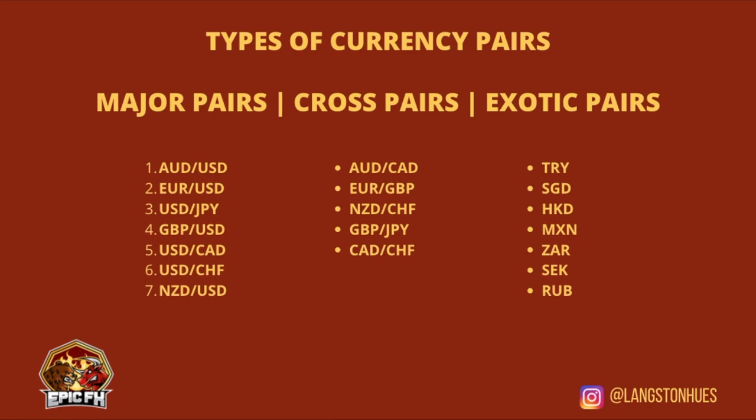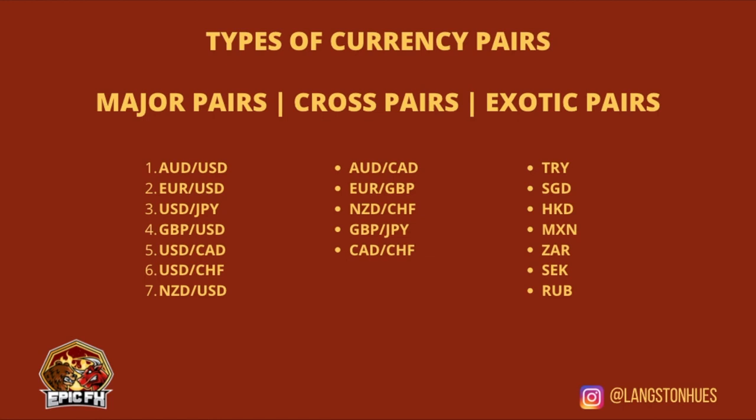There are three types of currency pairs: major pairs, cross pairs, exotic pairs. The major pairs are 7, and they're the most actively traded pairs in Forex: Australian dollar USD, Euro USD, USD JPY, Great British Pound United States dollar, USD Canadian dollar, USD Swiss francs, New Zealand dollar United States dollar.